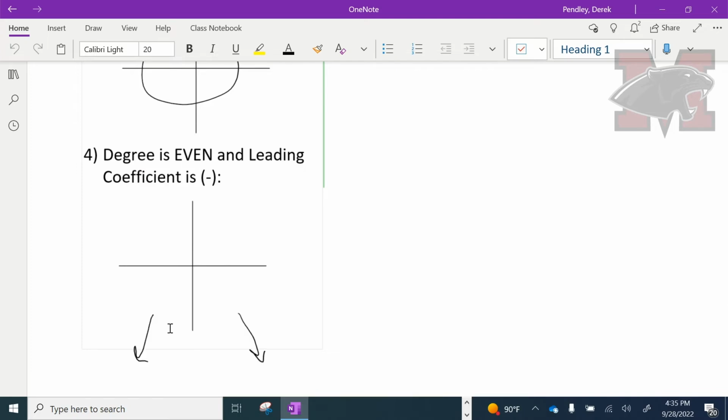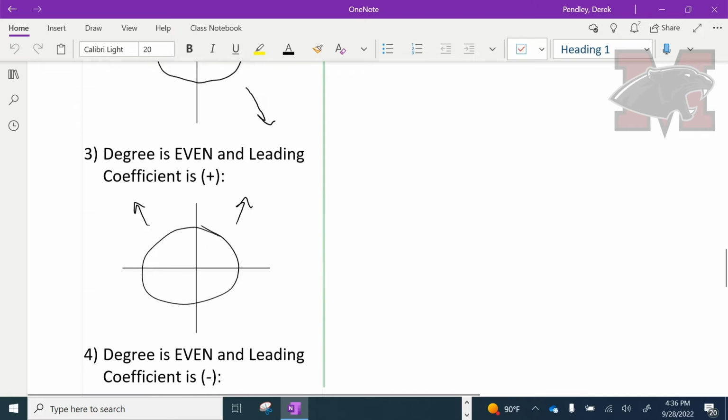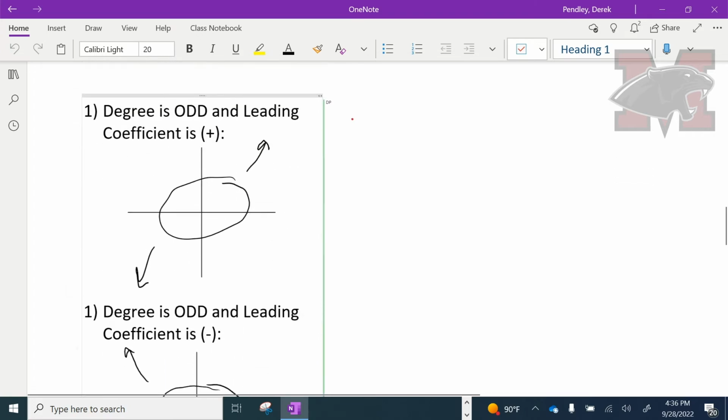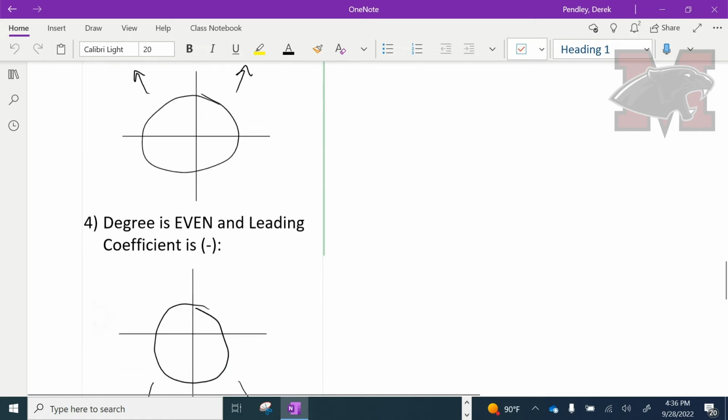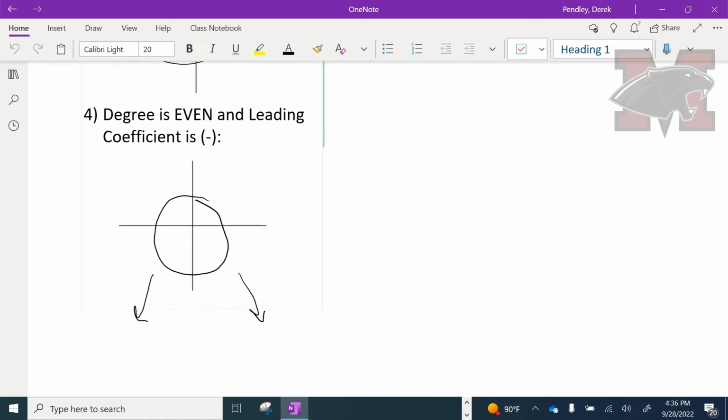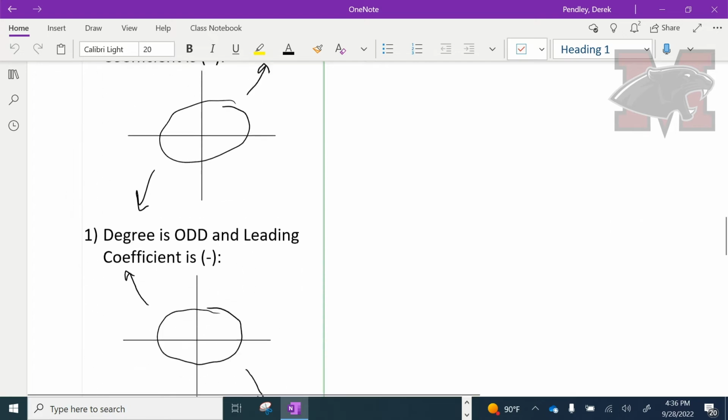The only difference here is a lot can happen in that middle part depending on what kind of polynomial it is. But the ending parts of the graph, that's what I want to emphasize here. All four of these are just talking about the ending parts of the graph, not what happens in the middle. We'll look at that later. I just want you to understand these ending parts are these four patterns. So I'll review them again.